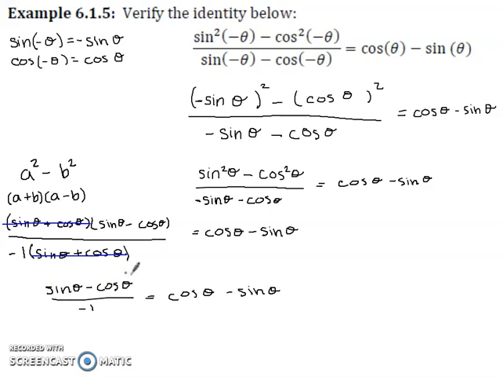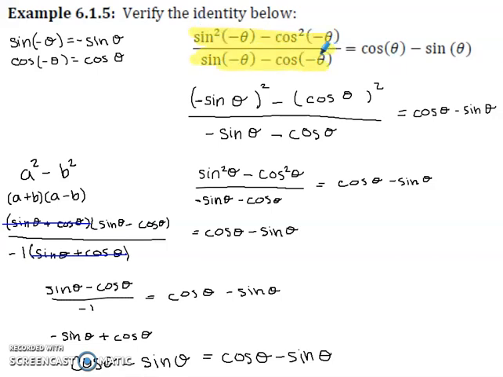So dividing this sine theta minus cosine theta by negative 1, I will get a negative sine theta and a positive cosine of theta, which I can use the commutative property to rewrite as cosine theta minus sine theta, which is equivalent to cosine theta minus sine theta, exactly as we wanted to show. So we took the left-hand side of our identity, and we manipulated it through this process to show that it is equivalent to the right-hand side.